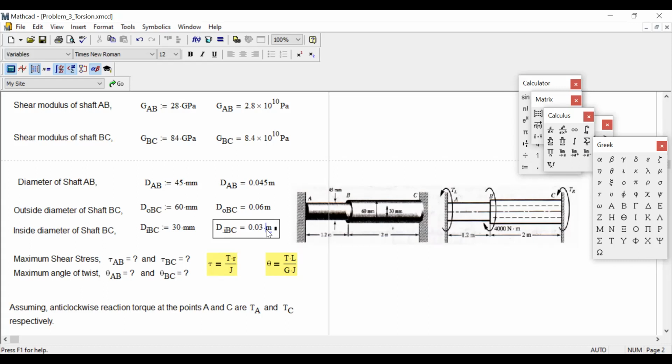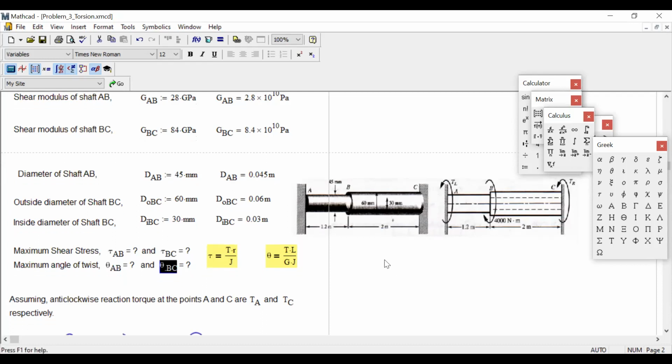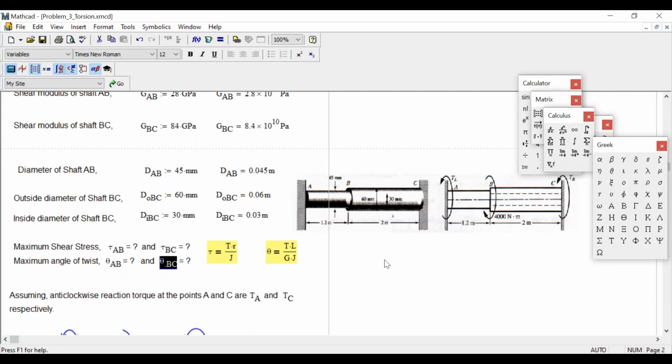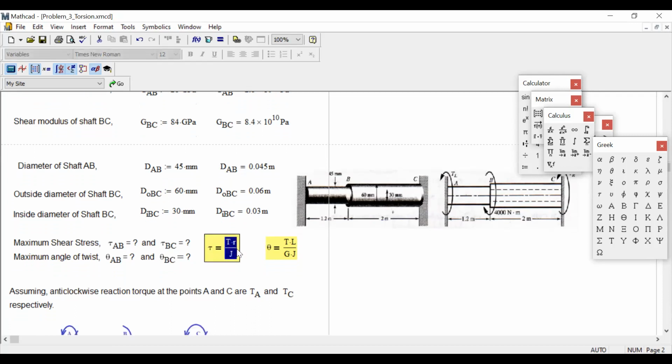Now what they like to know: what will be the shear stress tau AB? What will be shear stress tau BC? And angle of twist, theta AB and theta BC, how? That they like to know. But in torsion, we have these two formulas: tau equal to TR by J and theta equal to TL by GJ. This formula we have.